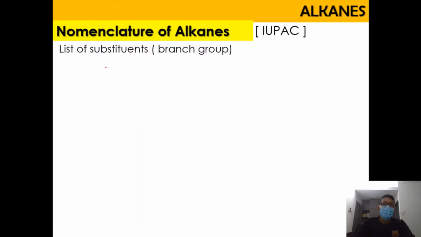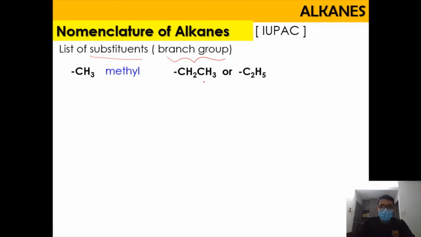Next, you need to know the substituent. The substituents are the branch groups that are attached to the alkane, which is the parent. For example, the methyl group here, and the CH2CH3, which can be simplified as C2H5.